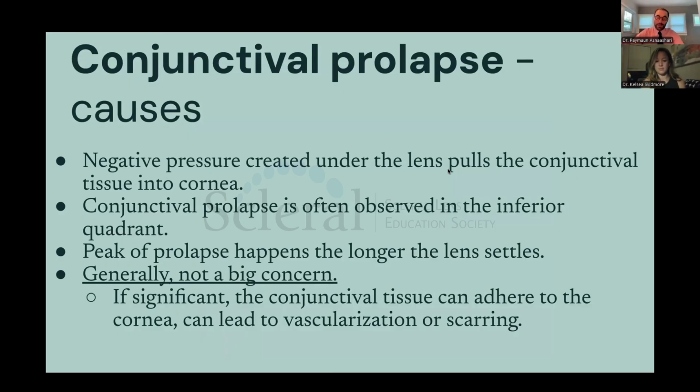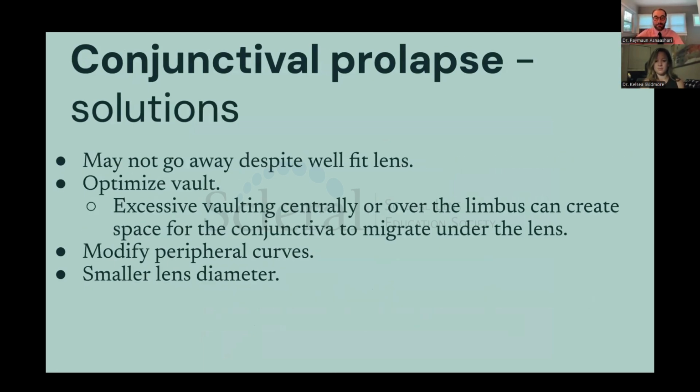If significant, the conjunctival tissue can adhere to the cornea and can lead to vascularization and scarring, so you do want to keep an eye on it, make modifications if necessary. It may not go away despite a well-fit lens. You just want to try to optimize vault. Excessive vaulting centrally or over the limbus can create space for the conjunctiva to migrate under the lens, so you just don't want to have too much excessive vault. You want to modify peripheral curves or choose a smaller lens diameter.